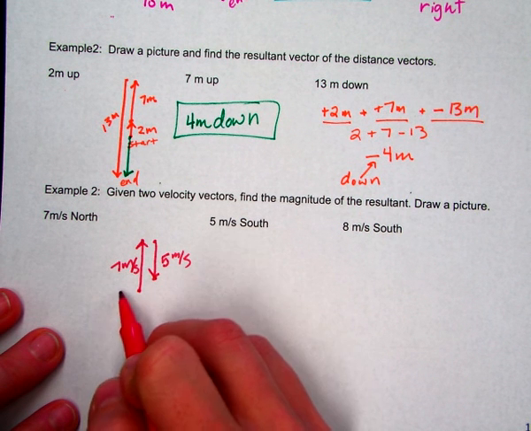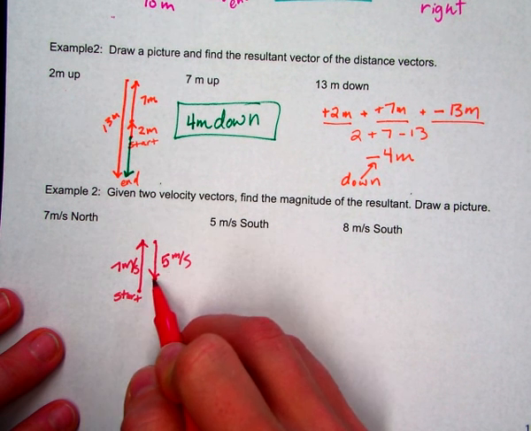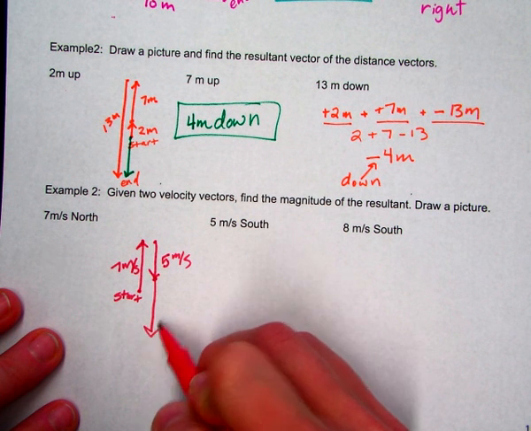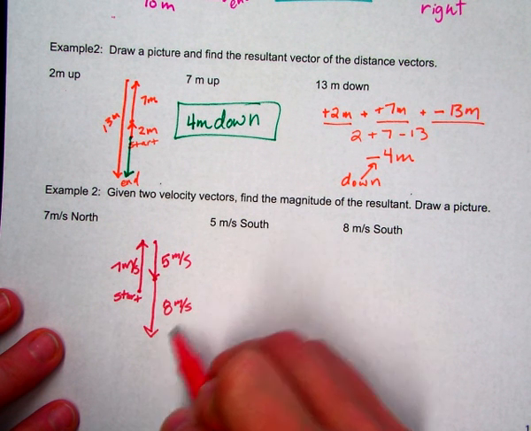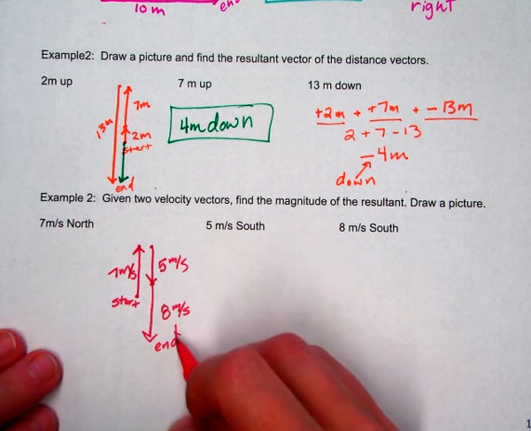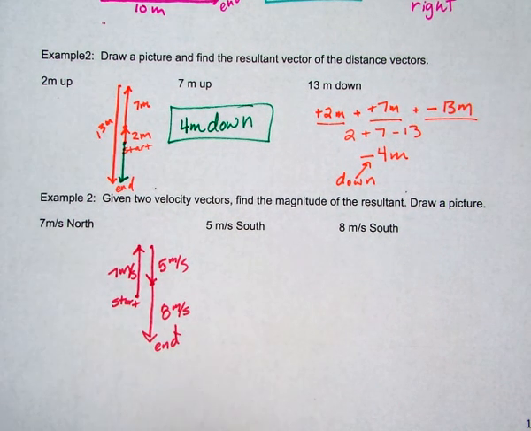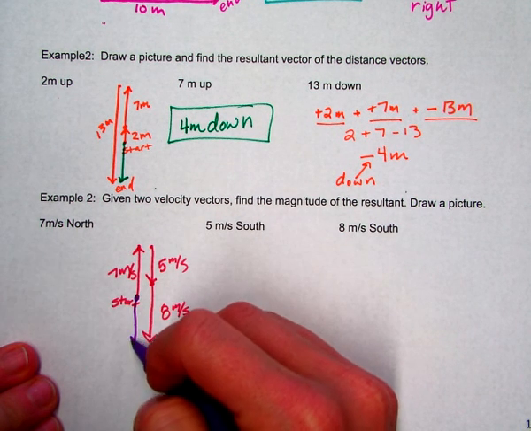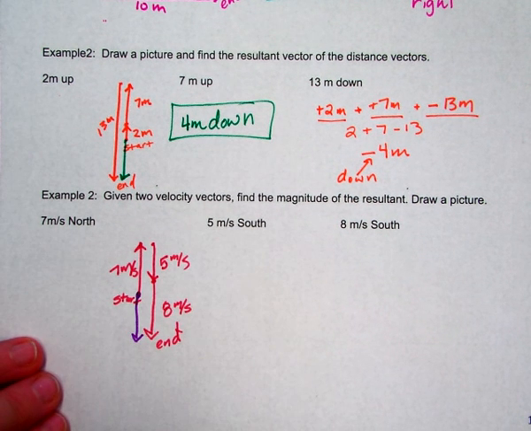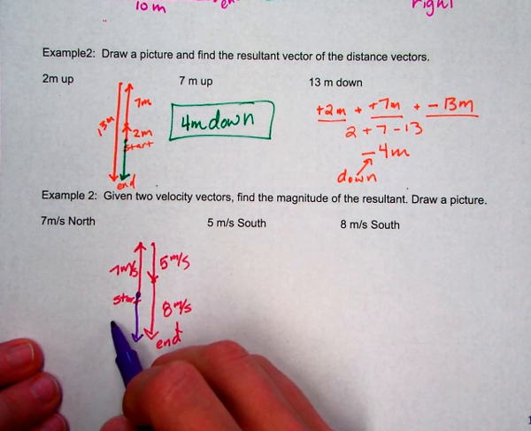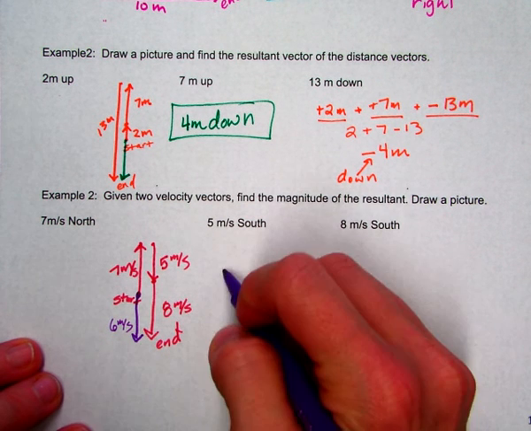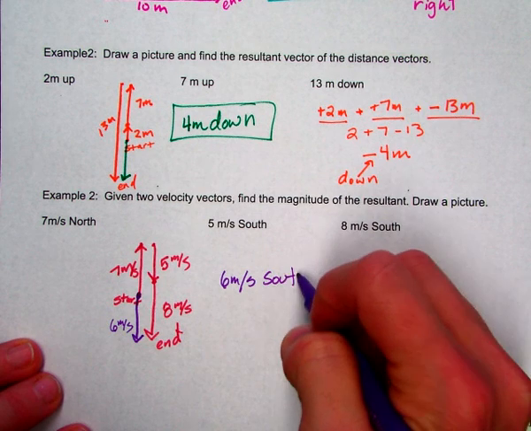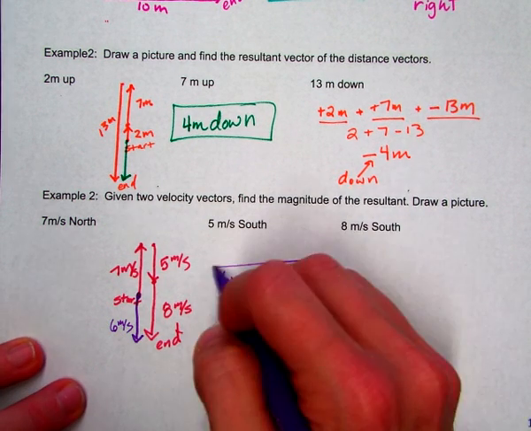And this is where I'm at. So this was my start. I'm here right now, and that's going to be another 8 meters per second south. So this is where I end. So if I'm looking at my resultant vector, I go from where I started to where I ended, and how much is that? 6 meters per second. So this is 6 meters per second south. So my velocity is 6 meters per second south.